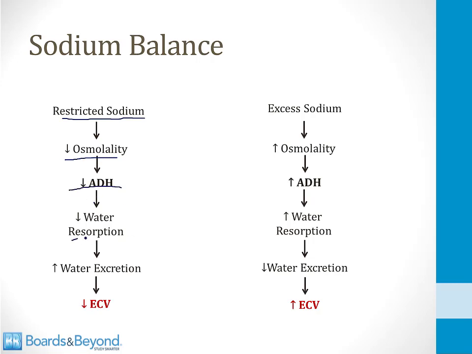This leads to less water resorption by the kidneys and more water excretion. By excreting more water, the plasma sodium level will become normal, but the price of maintaining that normal plasma sodium level is that the ECV falls. Conversely, if you consume excess sodium, there will be a rise in the serum osmolality.